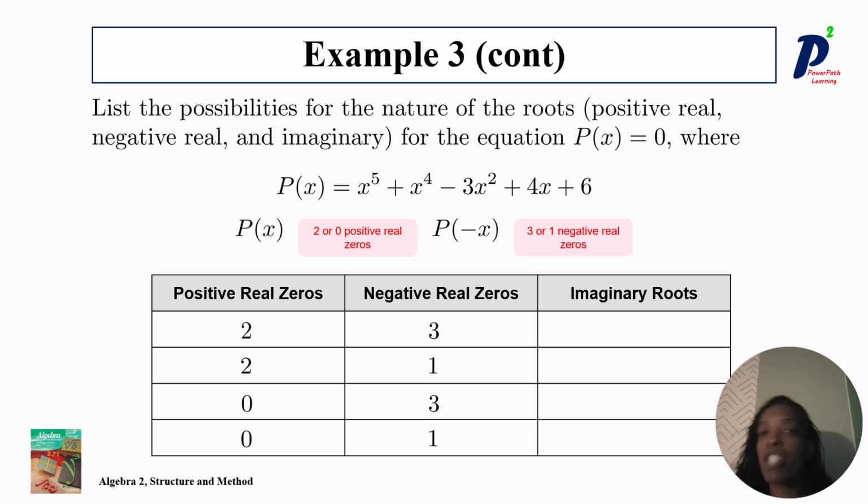Now, for our imaginary roots, we're going to take the fact that we have 5 total roots, and subtract the sum of our positive and negative real roots. For our first entry, we have no imaginary roots because 2 plus 3 gives us all 5 roots. 2 plus 1 gives us 3 roots, so we have 2 imaginary roots left. 0 plus 3 gives us 3, so we have 2 imaginary roots left. And 0 plus 1 gives us 1, so we have 4 imaginary roots left. And we have our answer.